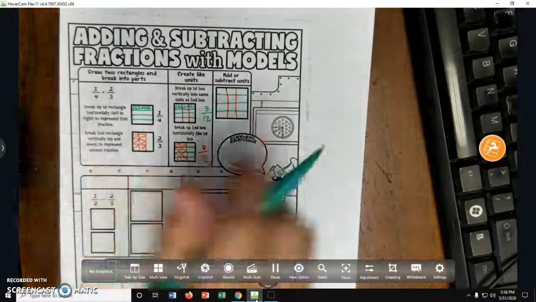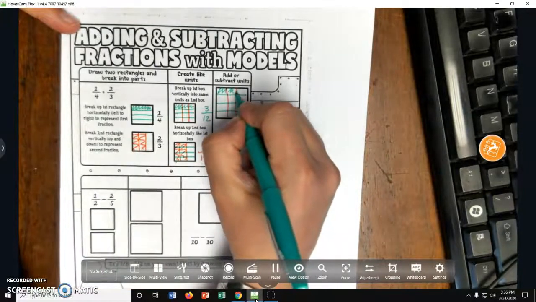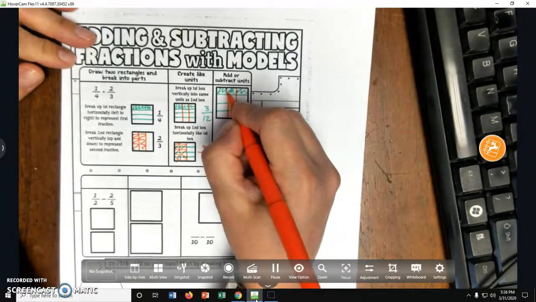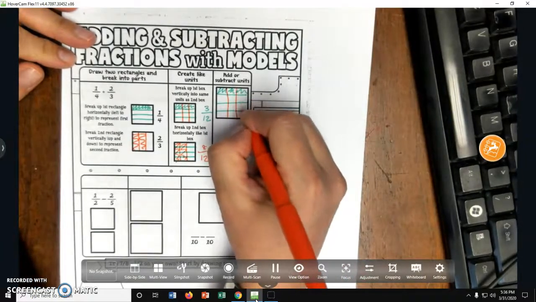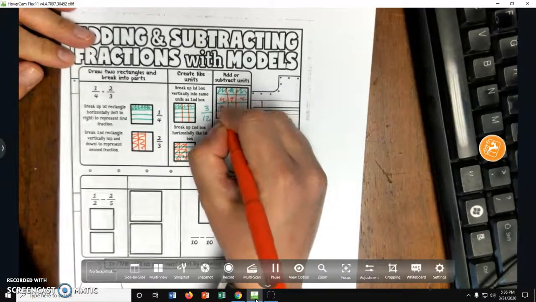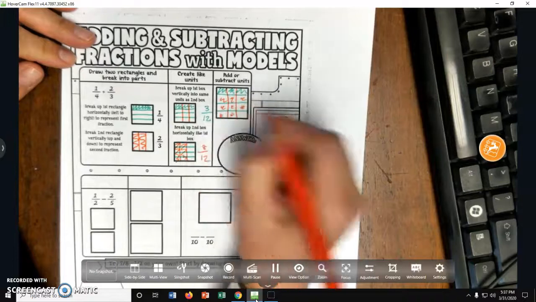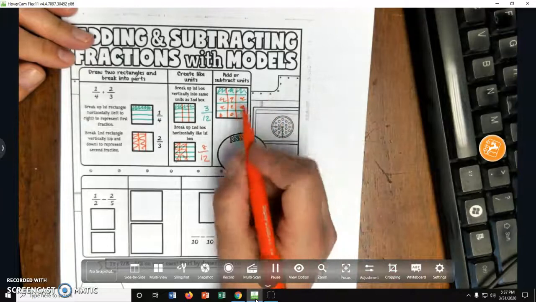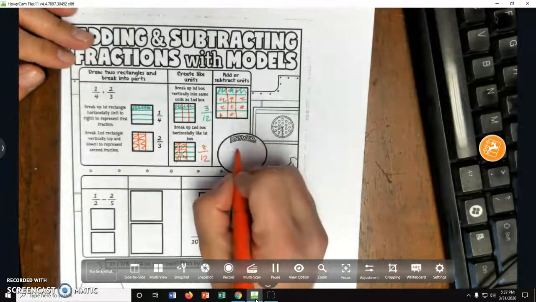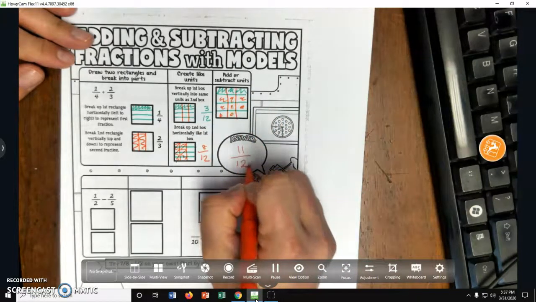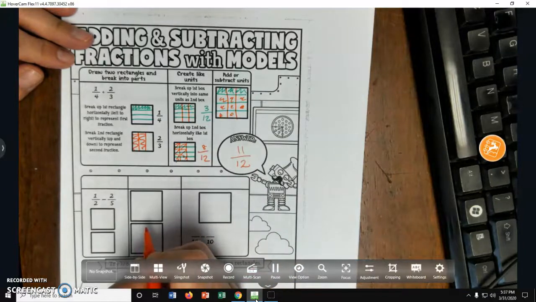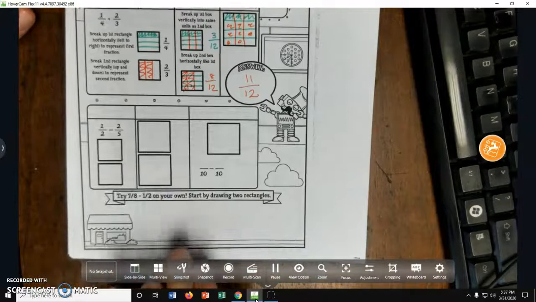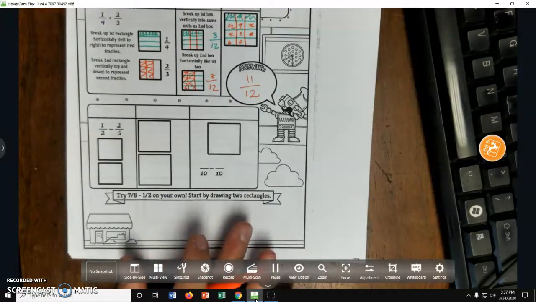So if I had my 3/12 to start with, and I have 8/12 more, doing a quicker job of coloring because our videos get too long, I can see that I have a total of 11/12. Pretty easy. All right, down here, taking 1/2 minus 2/5.